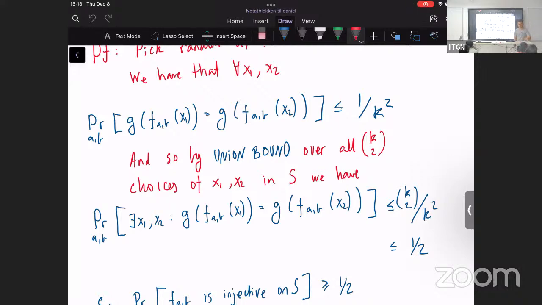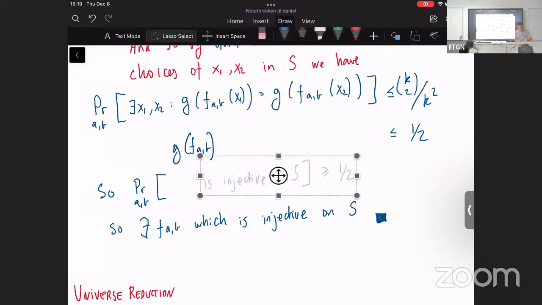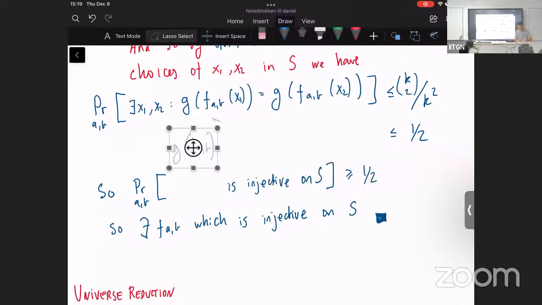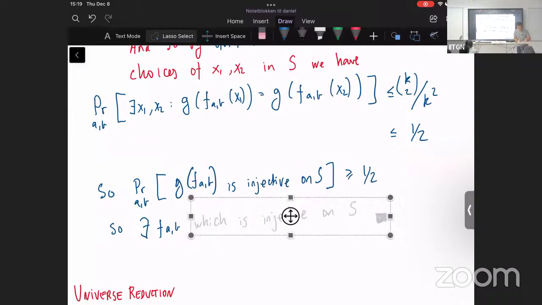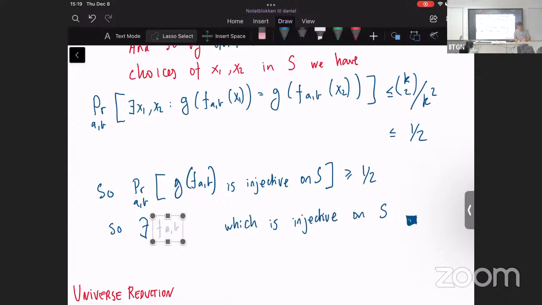So in particular, if I pick f_AB at random, then the probability that G of f_AB is injective on S is at least 1/2, and therefore there exists an A, B such that G of f_AB is injective on S. Okay? So that's what we proved.